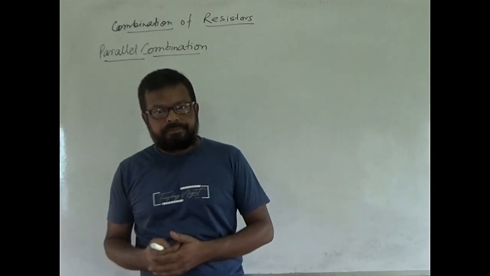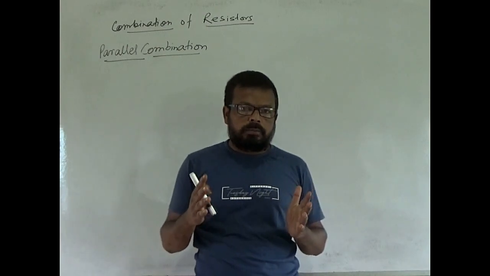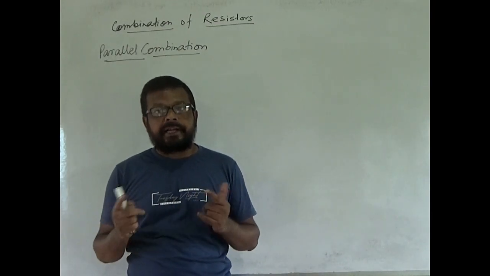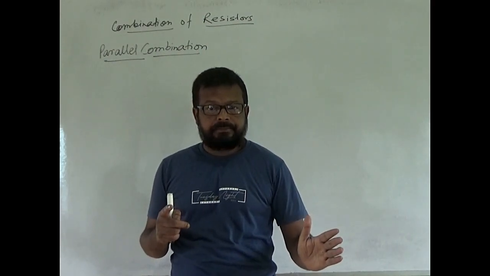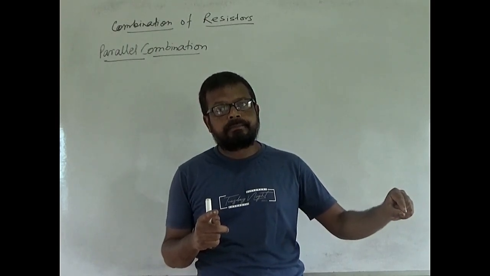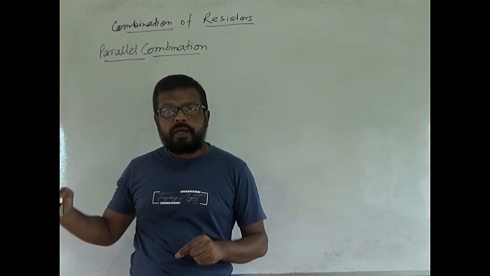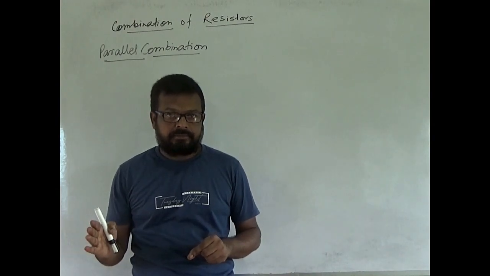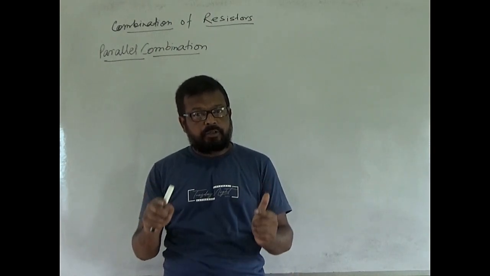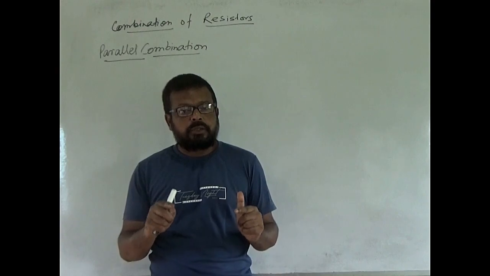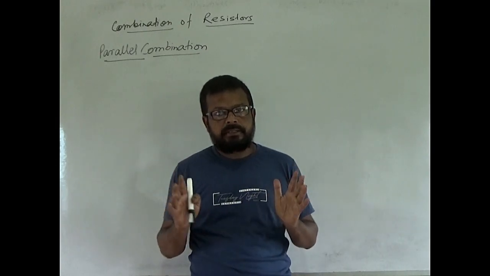What is parallel combination? Two or more resistors are said to be connected in parallel if one end of all resistors is connected to a common point, and the second end of all the resistors is connected to another common point, such that the potential difference across each resistor is equal to the applied potential difference across the combination, right?